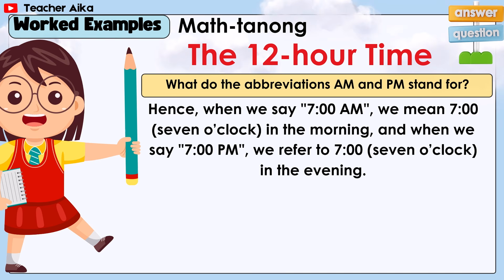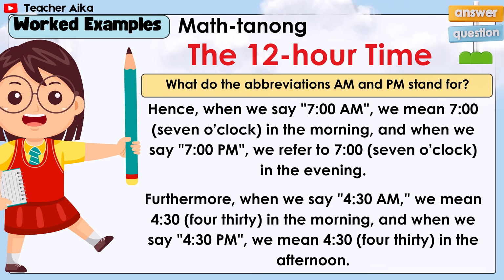Hence, when we say 7 a.m., we mean 7 o'clock in the morning. And when we say 7 p.m., we refer to 7 o'clock in the evening. Furthermore, when we say 4:30 a.m., we mean 4:30 in the morning. And when we say 4:30 p.m., we mean 4:30 in the afternoon.